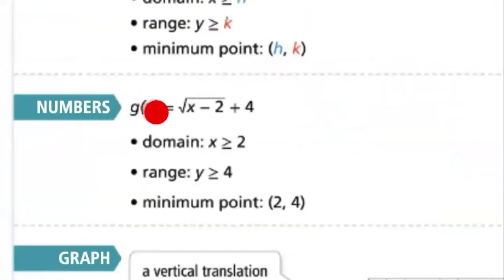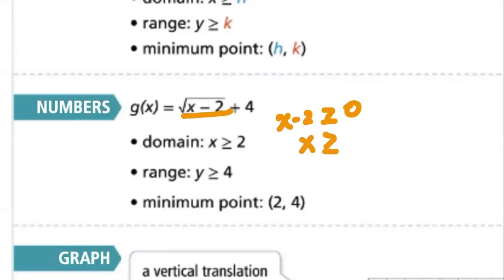So you have g of x is equal to the square root of x minus 2 plus 4. To find the domain, all you have to do is set this part right here, x minus 2, greater than or equal to 0. Add 2 to both sides. X is greater than or equal to positive 2. And you can see I have found the domain.